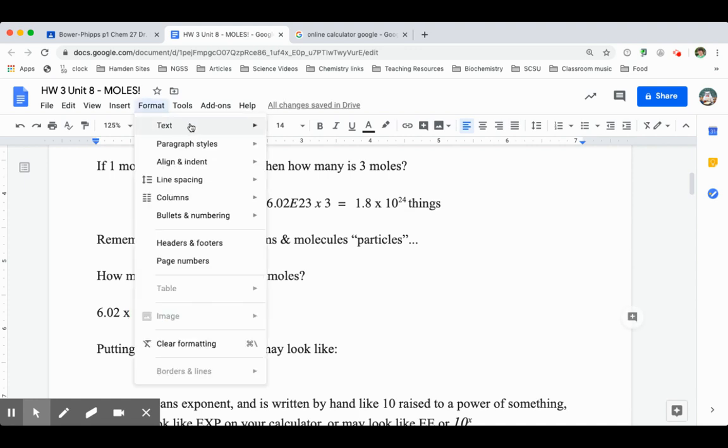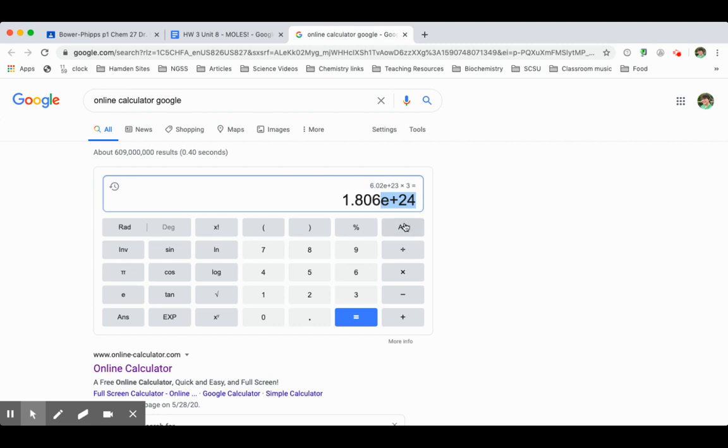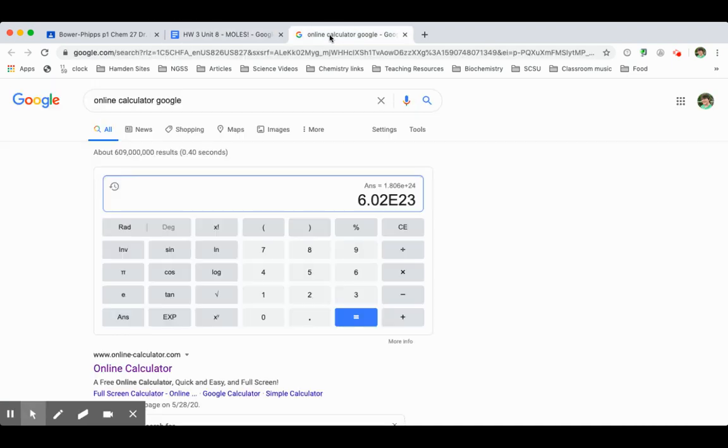I'm going to put that into superscripts. Okay, equals. How do we do this? I'm going to clear my calculator. 6.02 times 10 to the, remember this exponent key, 23rd, and we want 12.5 of them, times 12.5, and we get 7.525 times 10 to the 24th.